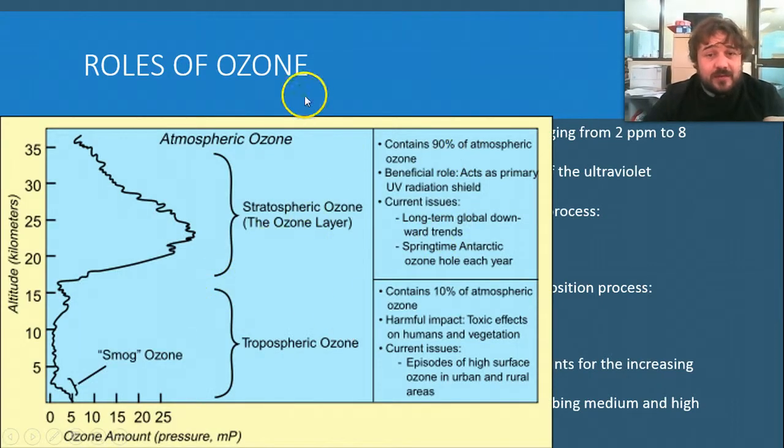And here's just a quick breakdown of where it is. Here we see low levels of ozone. Up here we've got most of it, and about 90% of it exists in this section right here. Here it's beneficial, and down here it's harmful.